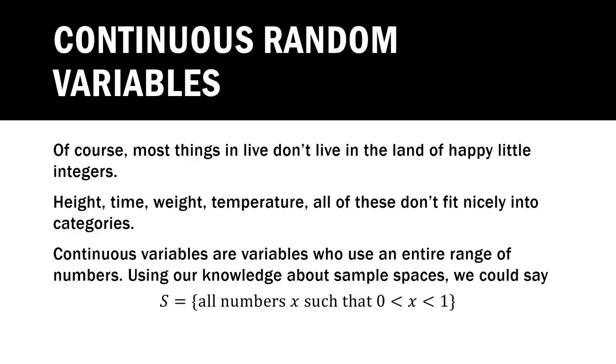All right, so continuous random variables is up next. We're little happy integers there, zeros, 1s, 2s, 3s, and 4s, but a lot of things in the world don't follow that. Things like height, time, weight, temperature, all these don't fall nicely into those little boxes, those little categories. So continuous variables are variables that use an entire range of numbers. If we want to do it as a sample space, you can see S equals all numbers X, so that X is greater than 0, but less than 1.